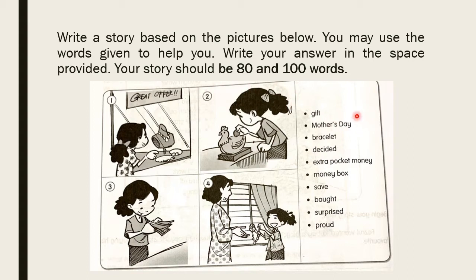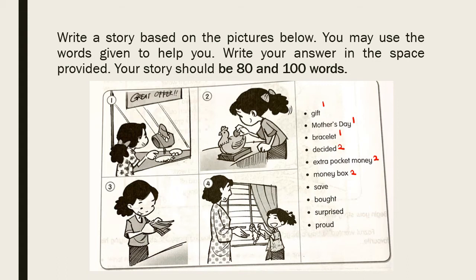So, they already provided some words here. And I want you to decide. Okay? Mari kita nomborkan. Mari kita bahagi-bahagi mengikut gambar. The first word, give. Mother's Day. Bracelet, decided, extra pocket money, money box, save, bought, surprise, proud. So, okay, give is number one, picture number one, Mother's Day is also number one, bracelet also number one. Decided maybe gambar number dua, extra pocket money, number dua. Money box, gambar nombor. Save.